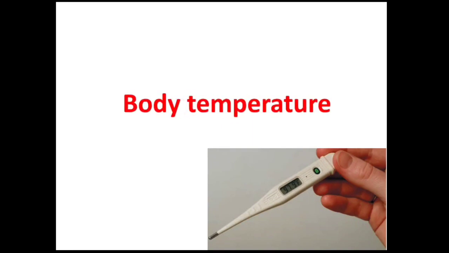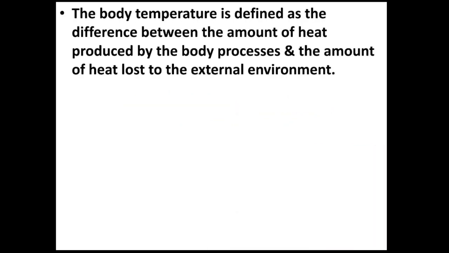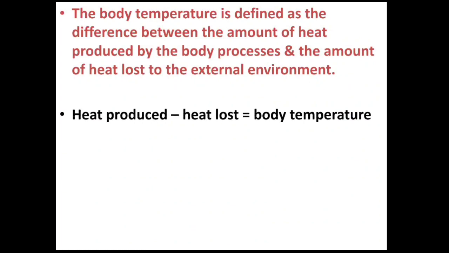So, the first vital sign I am going to discuss is the body temperature. So, what is body temperature? The body temperature is defined as the difference between the amount of heat produced by the body process and the amount of heat lost to the environment. So we can say it is the heat produced minus heat lost is body temperature.